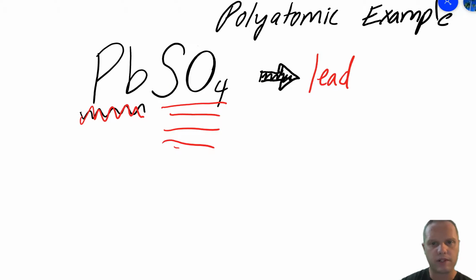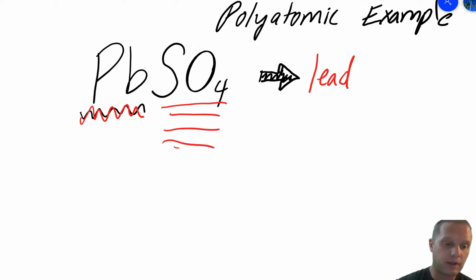Okay, I'm going to go over a polyatomic example quickly. If you haven't learned about polyatomic ions yet, you can stop the video. The way we do polyatomic ion naming is we just look to see if it's a metal again. Lead is a metal, I know that, so I write down the name.